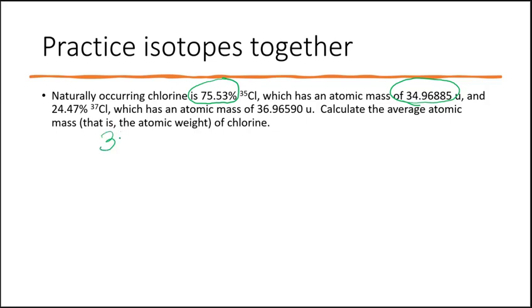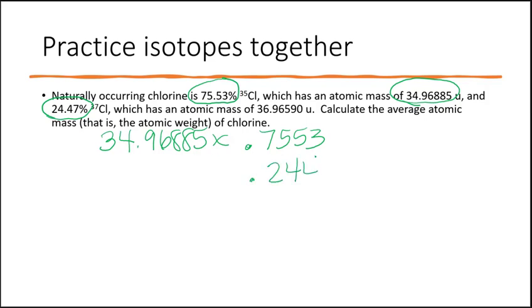I'm going to say that mass, 34.96885 times that percentage in a decimal, 0.7553. Okay, and 24.47%, so I'm going to make that a decimal, has a mass of 36.96590. Calculate the average atomic mass of chlorine.